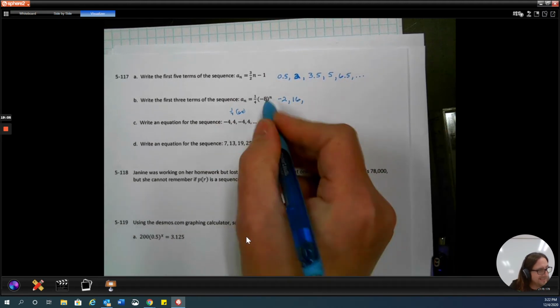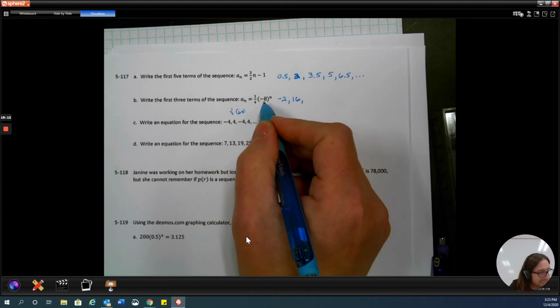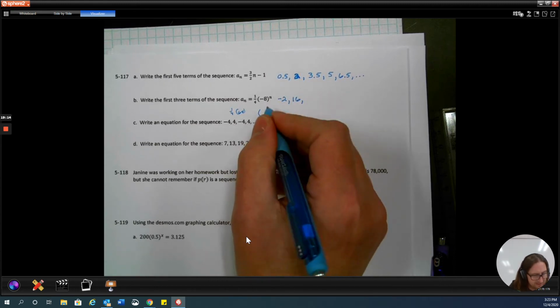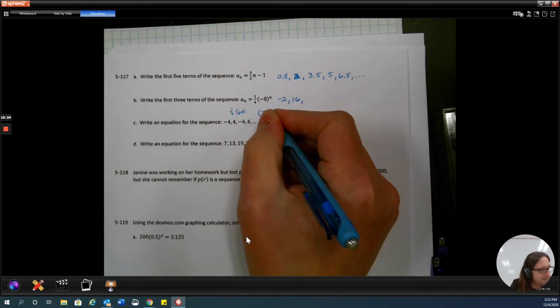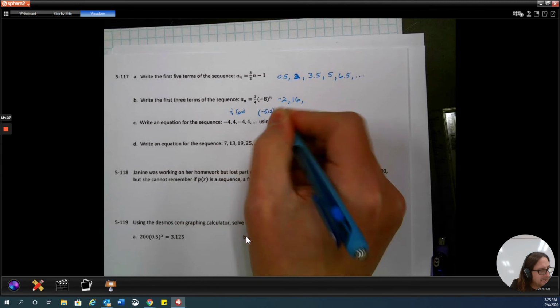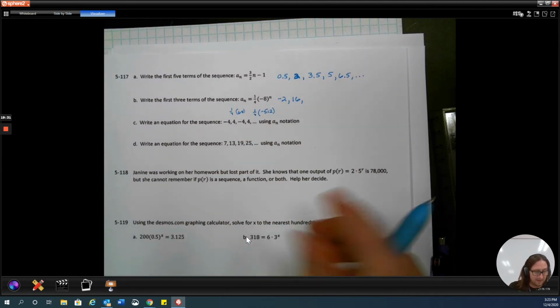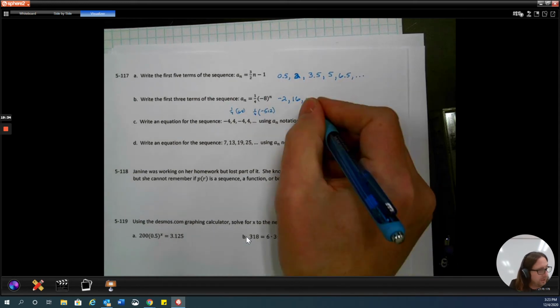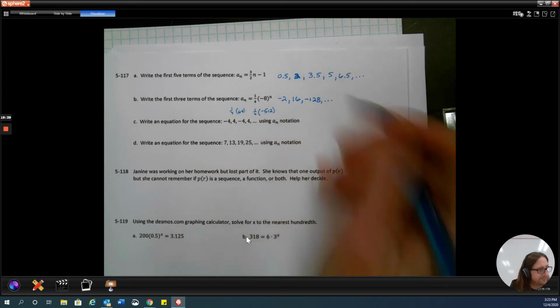The third term is -8 to the third power. Now that's -8 times -8 times -8. Since there's 3 negatives there, that's going to be a negative answer. I think it's -512. 8 times 8 times 8, 512. So that's -512. And then I'm going to multiply it by 1/4 or divide by 4. And if I divide by 4, I get -128. So that's the third term in the sequence.